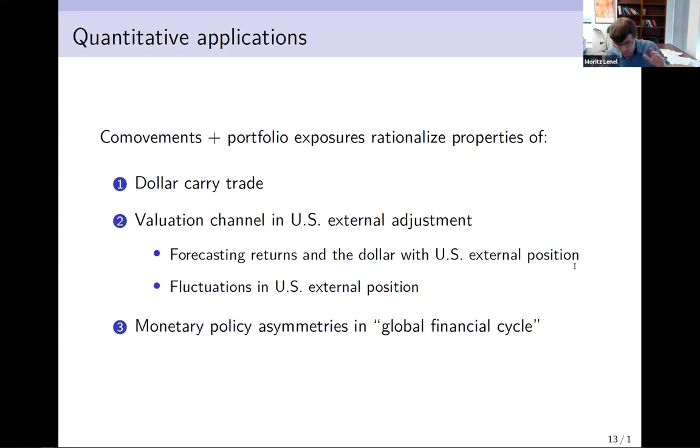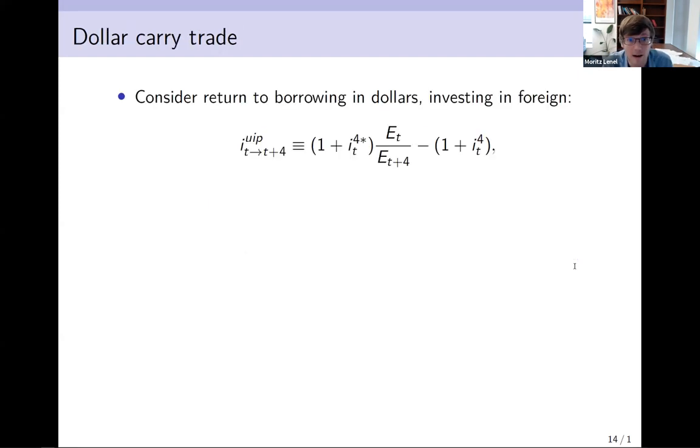Okay, so now I take those core mechanisms to three empirical applications: the dollar carry trade, the valuation channel in US external adjustment, and then the global financial cycle. So first, the dollar carry trade, where we start from the realized excess return on investing in a foreign bond, swapping it back into home currency, U.S. currency, and financing that position with borrowing in U.S. dollars. This is the realized uncovered interest rate parity return.